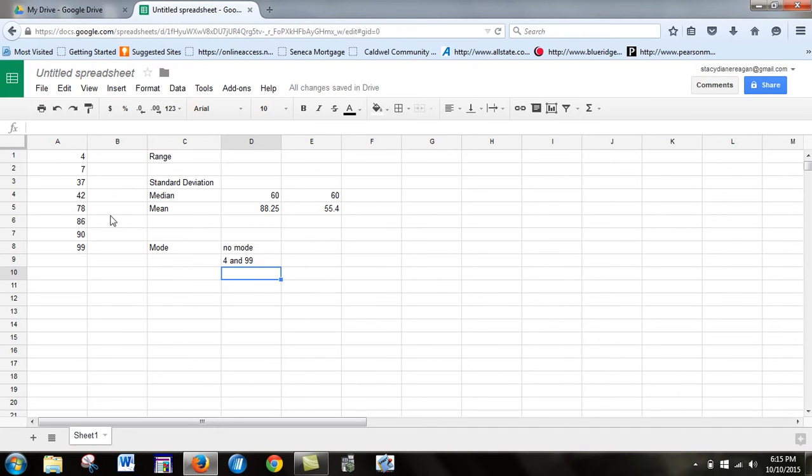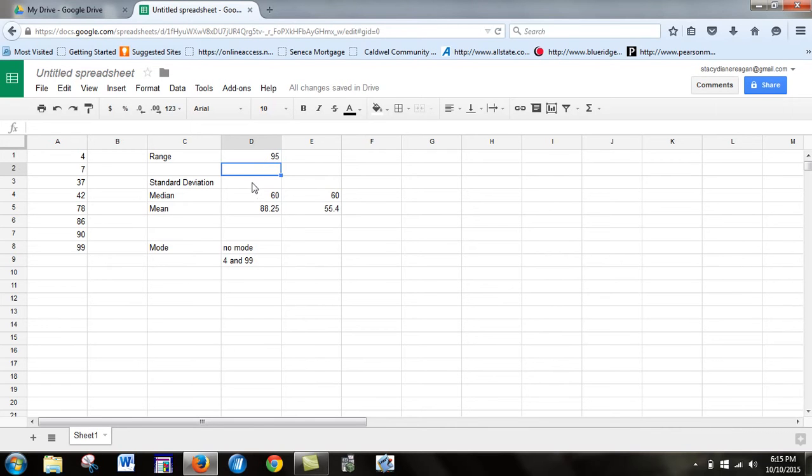Range is simply take the highest number minus the lowest number. And if you're bad at math, just come over here and say equals 99 minus 4, enter. And there's my range. 95 would be my range.